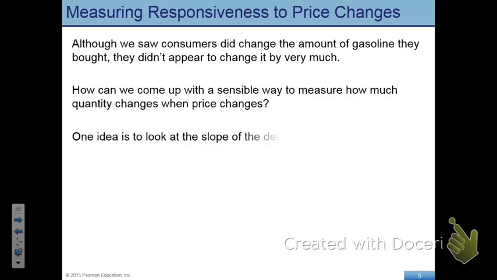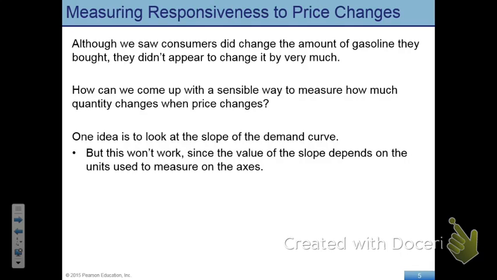Okay, so in order to really understand how consumers respond to changes in price, the starting point has to be our demand curve. The starting point has to be our demand curve, because our demand curve provides us with a lot of information about how consumers respond to price, right?